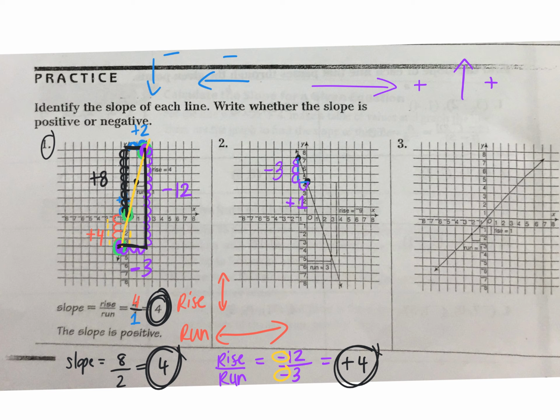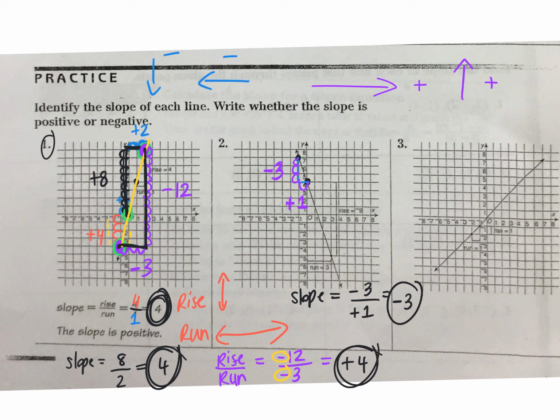So I went down 3 and to the right 1. So my slope is negative 3 over positive 1. Make sure you include the sign. What's a negative divided by a positive? So my slope is -3.